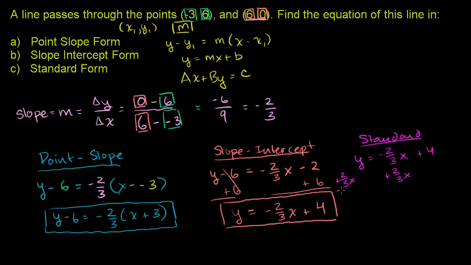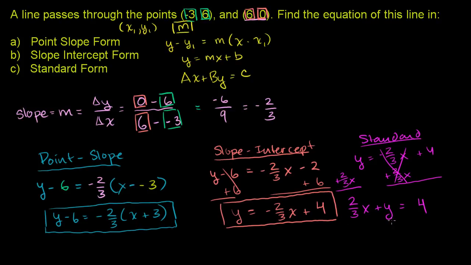I'm doing that so I don't have this negative 2/3 x on the right-hand side. The left-hand side of this equation is what? It is 2/3 x plus this y. That's my left-hand side, is equal to, these guys cancel out, is equal to 4. So this by itself, we are in standard form. This is the standard form of the equation.